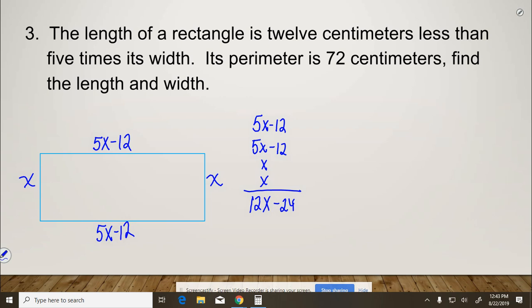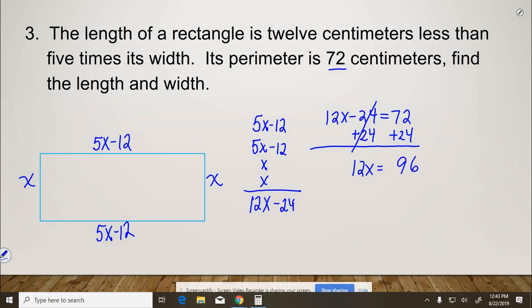Now we're going to write the equation, given that the perimeter is 72 centimeters. So we have 12x minus 24 equals 72. Simple two-step equation. We start by getting rid of the constant, negative 24, the opposite, positive 24, adding to both sides of the equal sign, results in 12x equals 96. Then dividing by 12 and dividing by 12. Now, 12s are pretty easy, so if you don't know 96 divided by 12 in your head, you can count up by 12s.